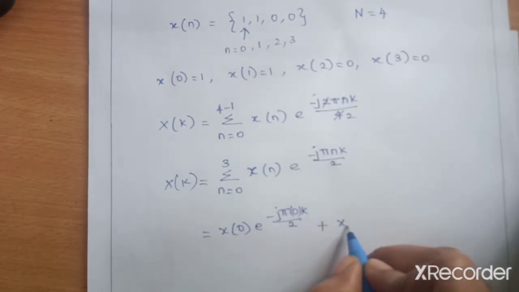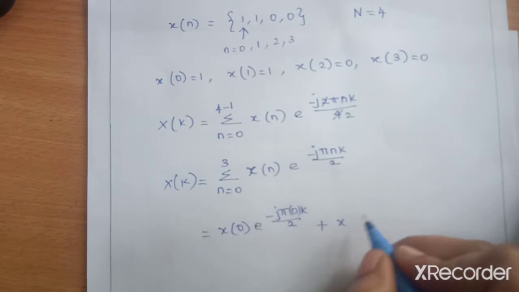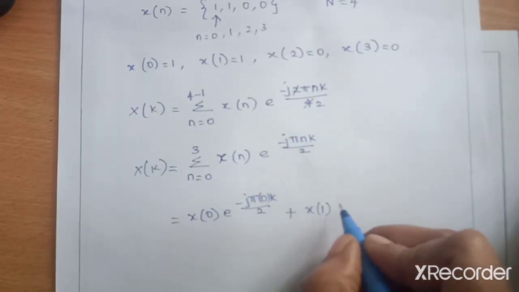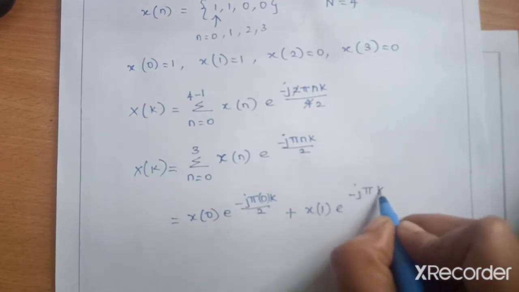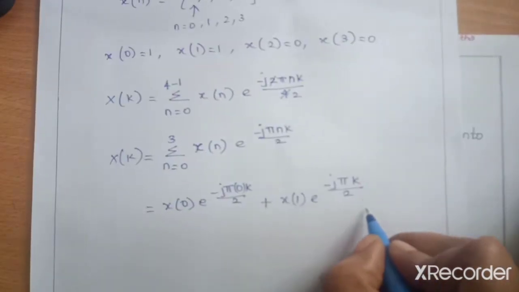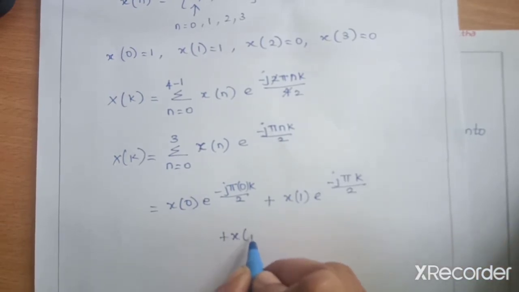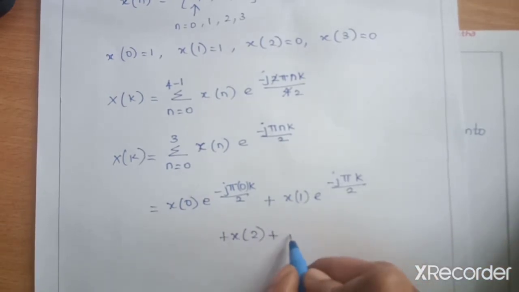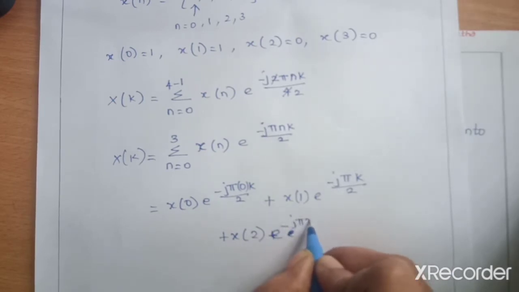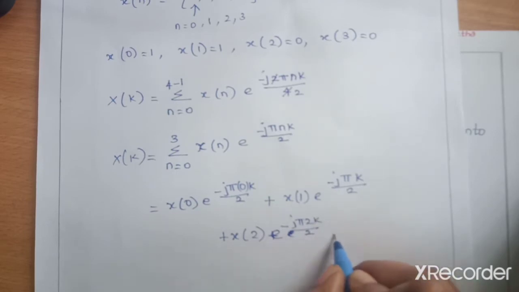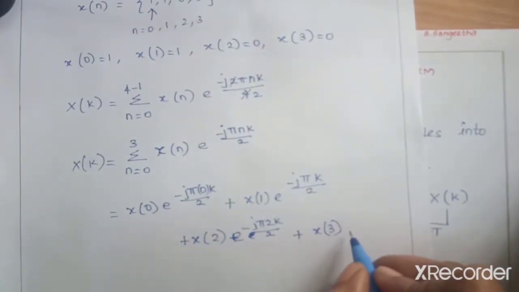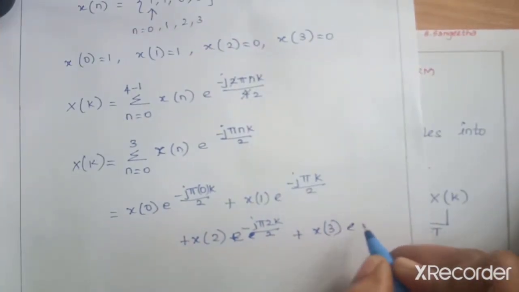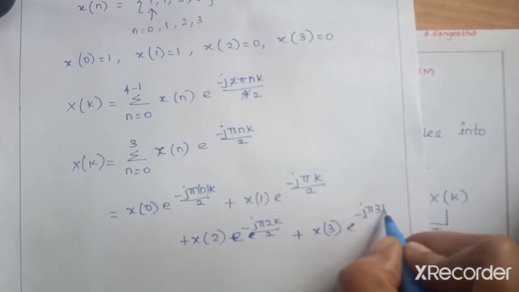plus x of 1. Next you have to substitute the value of n is equal to 1, e power minus j pi 1 k divided by 2, plus x of 2. Next you have to substitute the value of n is 2, e power minus j pi 2k divided by 2 plus x of 3, next you have to substitute the value of n as 3, x of 3 into e power minus j pi 3k by 2.